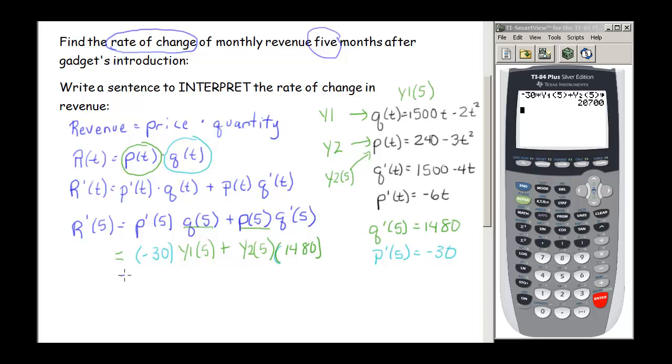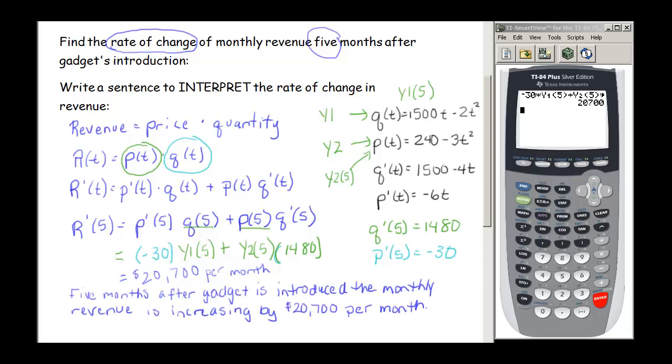We find that R prime at 5 is 20,700. Okay, so let's make sure that we understand the units here. So the revenue is going to be in dollars and then per month. Okay, so I'm going to write an interpretation sentence here.